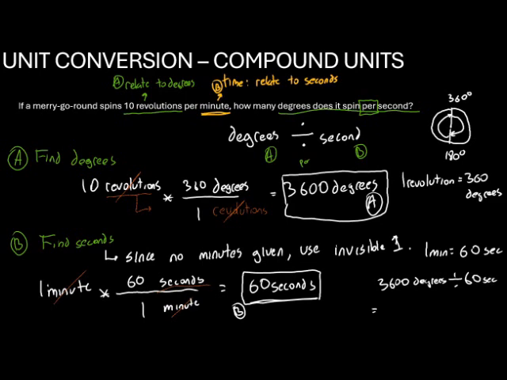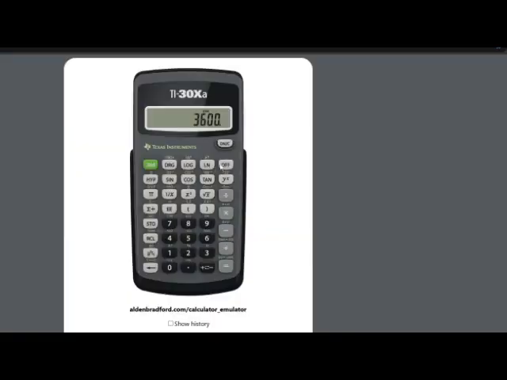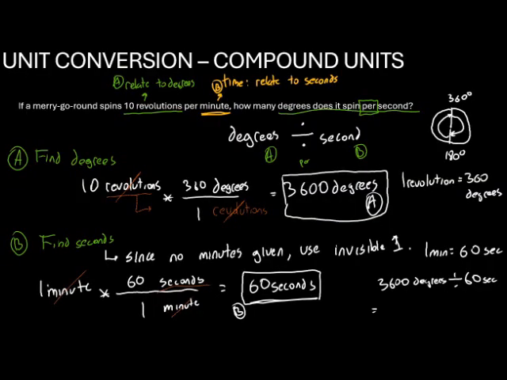Now we go to the calculator and do the division. With the 3,600 already stored in the calculator, we'll now say divide by 60. When we press enter, we get 60. So when we do this division, we'll end up with 60 degrees per second. So we've changed the speed at which the merry-go-round spins from 10 revolutions per minute to 60 degrees per second.